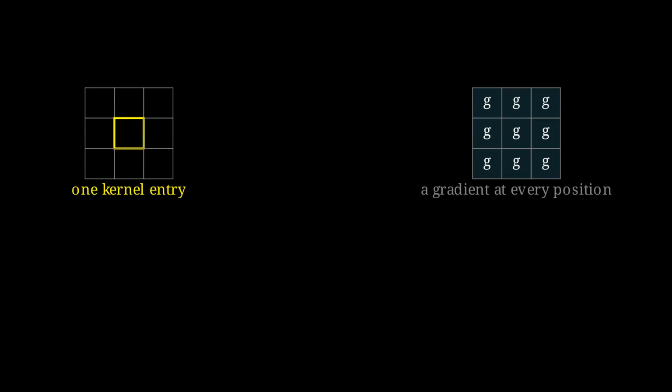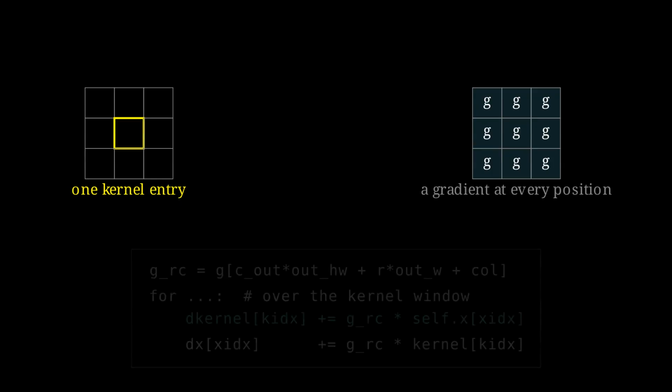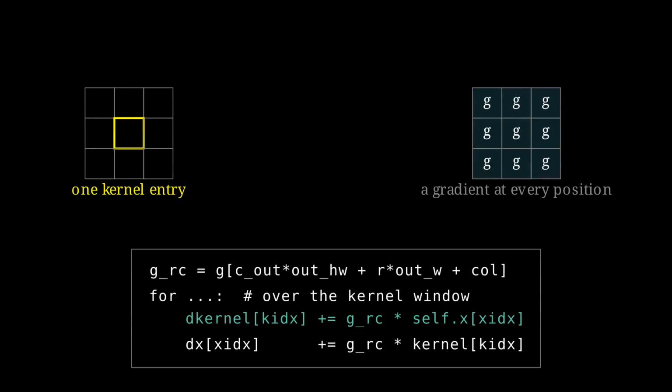Here is the feature map again, and after the forward pass, every cell in it carries a gradient flowing back from the loss, one number per position. Focus on a single entry of the kernel, the one outlined in yellow. Because that one weight touched every one of these 9 positions, every one of them has something to say about how it should change. And the backward code says it in one line. For each position, it takes the gradient there, multiplies it by the input pixel that sat under the weight, and adds that into the kernel's gradient. Adds, not assigns. The gradient for the kernel is a running sum, and the plus equals is doing the summing. Watch it collect.